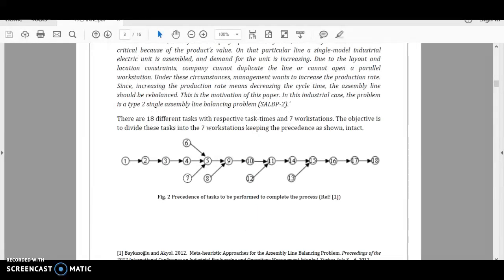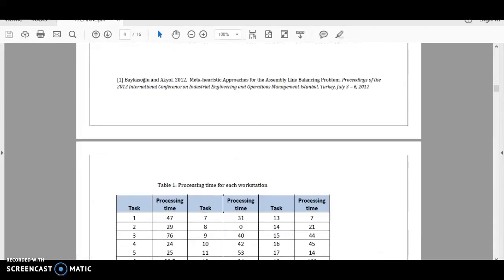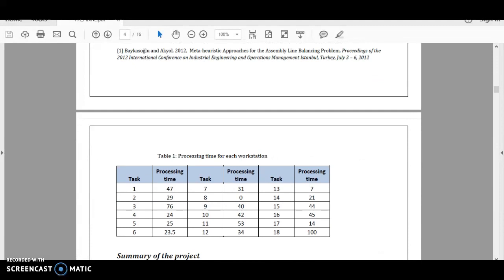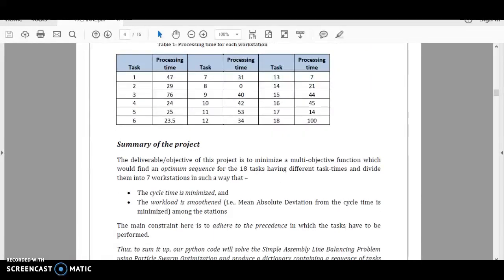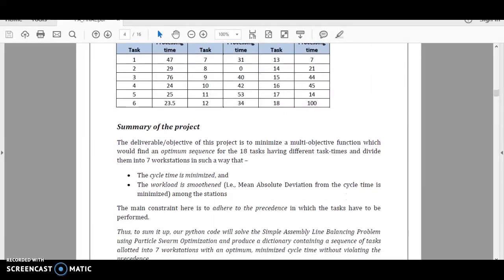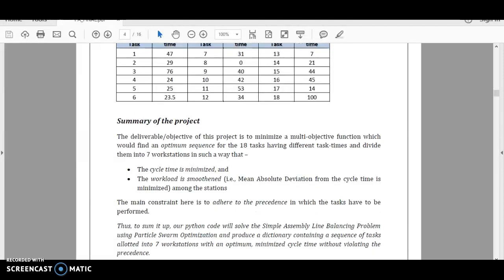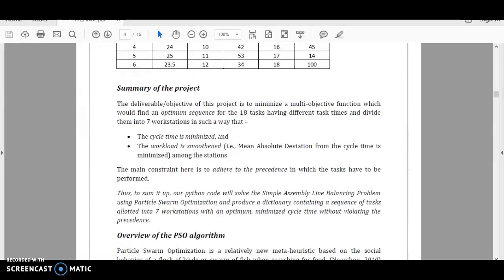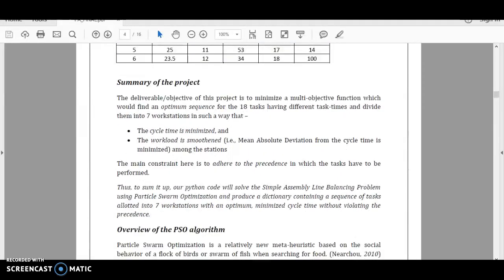So basically the problem had 18 different tasks which were supposed to be divided into seven workstations. These are the processing times of the tasks. The project aims to produce an optimum sequence of tasks where the tasks are divided into 7 different workstations, and the cycle time is minimized, the workload is smoothened, and the precedence is kept intact.